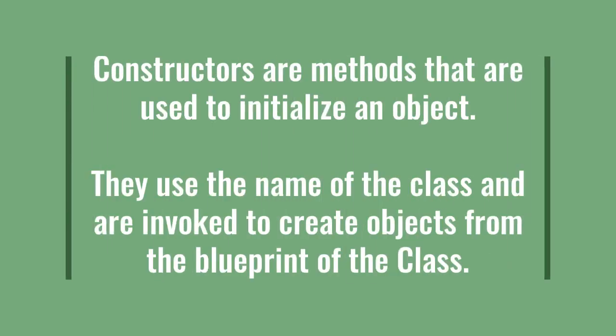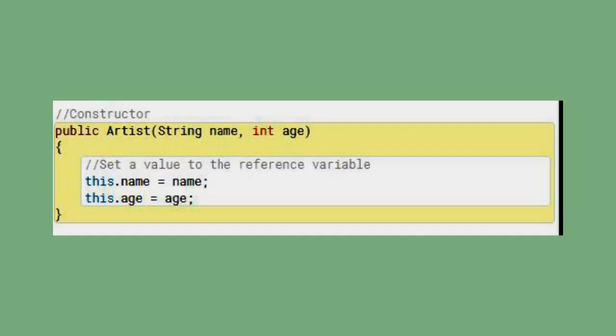A class contains constructors, which are methods that are used to initialize an object. They use the name of the class and are invoked to create objects from the blueprint of the class. Here we have a constructor called Artist with two parameters, String name and int age. This means that in order to create an Artist object, you also need to include a name and an age.